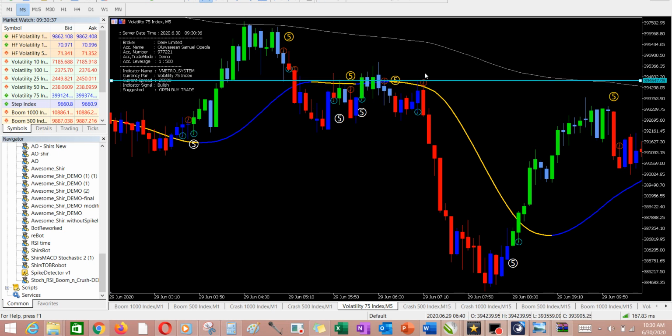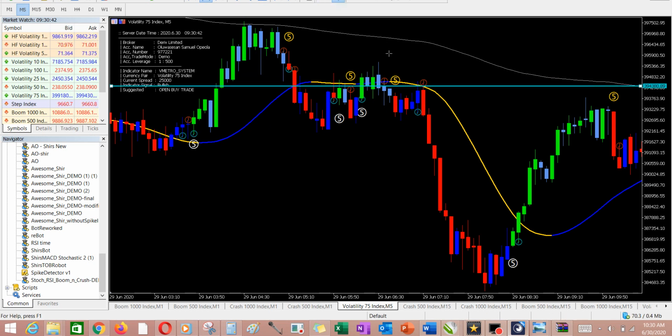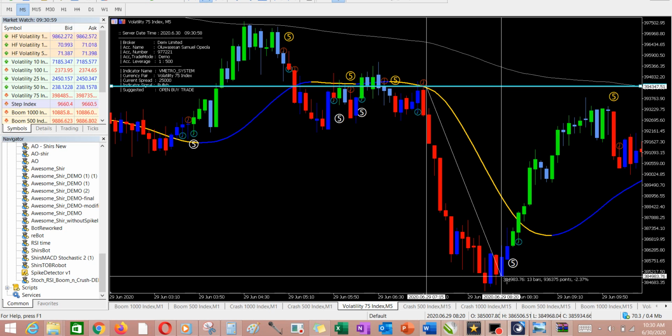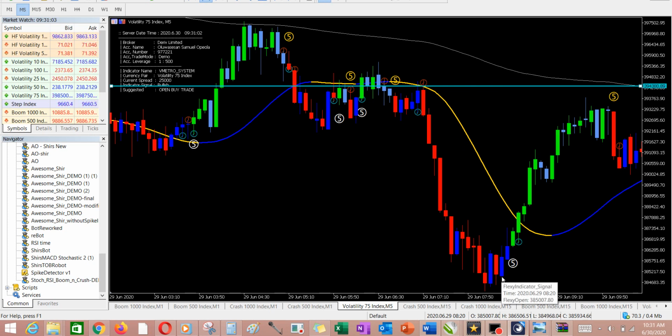And check it out here, it breaks down here again. It was consolidating within this period, but this time around it broke out and came down. Can you see that? Okay, that is that about that.